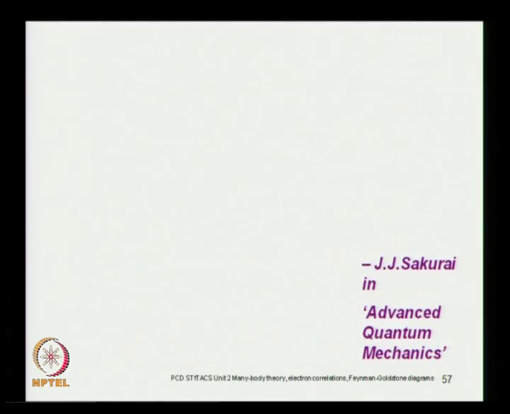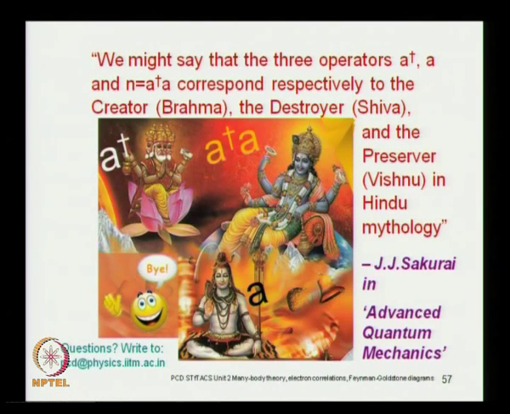And on the lighter vein, I would like to quote Sakurai from his book Advanced Quantum Mechanics. Sakurai has got two excellent books, one is Modern Quantum Mechanics, which you have used, the other is Advanced Quantum Mechanics, which also some of you would have used, which I strongly recommend, which is very good. And in this book Sakurai has got a rather interesting quote. He says that we might say that the three operators A, A dagger and A dagger A correspond respectively to the creator, the destroyer, the Brahma, the Shiva, and the preserver, Vishnu. Okay. So, these are the creation, destruction and number operators.